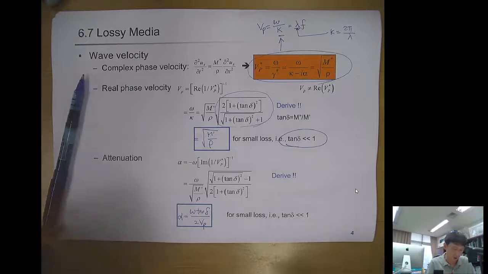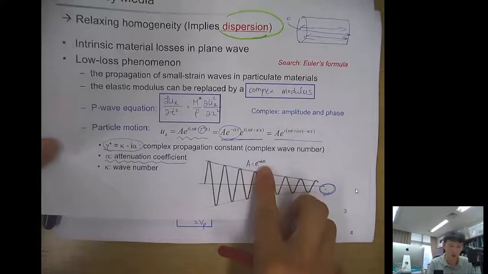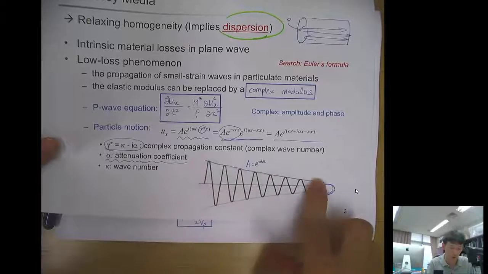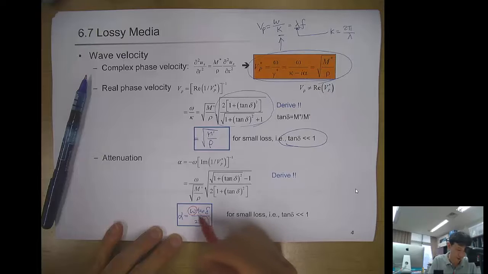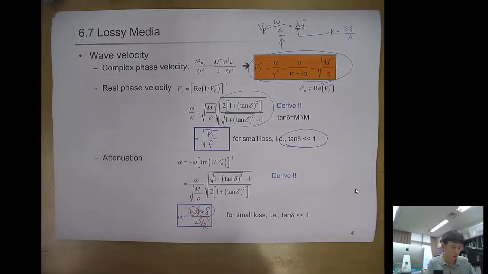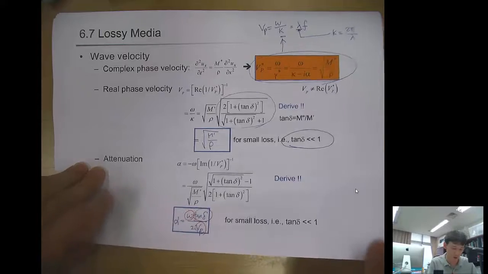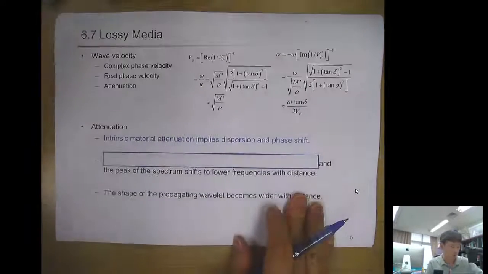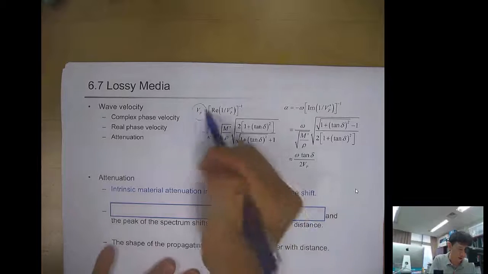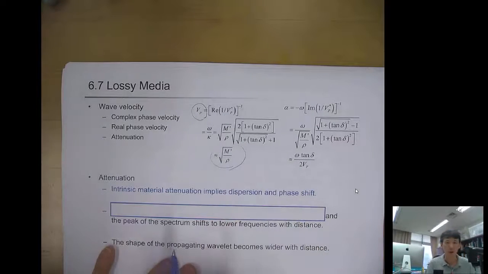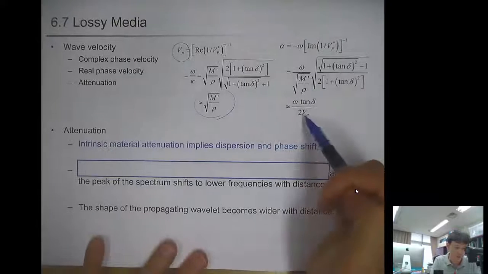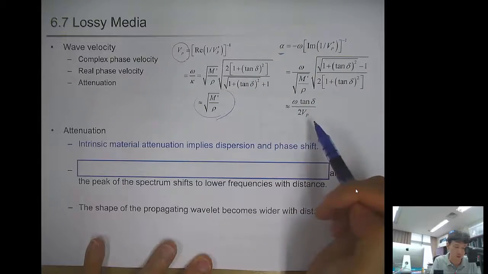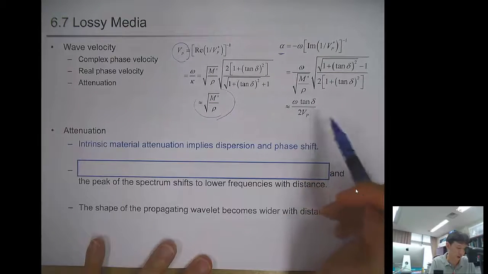You can see that this alpha coefficient, how much it decreases over the distance, is a function of the frequency, velocity and tangent delta. And tangent delta is what we call the material intrinsic damping, the attenuation. So in summary, Vp, the P wave velocity, will be the square root of the modulus over density, and alpha, the attenuation coefficient, will be omega tangent delta over 2 Vp.